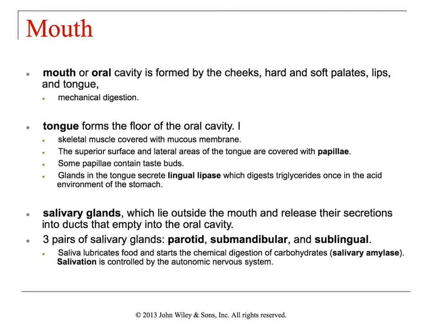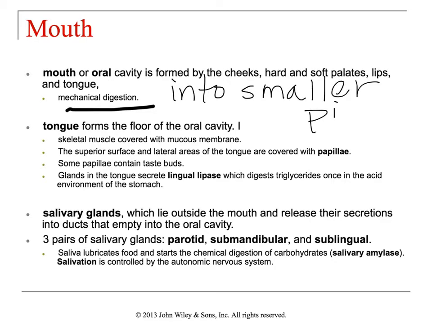So we'll start at the mouth and we'll work our way down. The mouth is formed by the cheeks, the hard and soft palate, the lips, and the tongue. Its function is mechanical digestion. So the idea is that we're going to break the food down into smaller pieces. And when we break it down into smaller pieces, it's going to be easier to digest, just like when we smashed up the cracker.